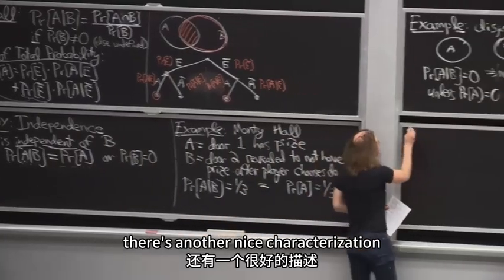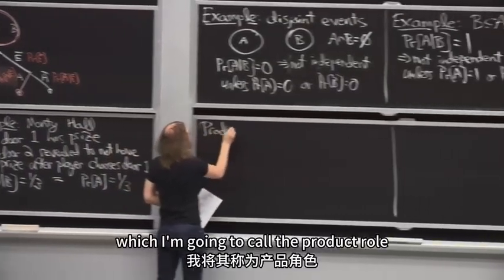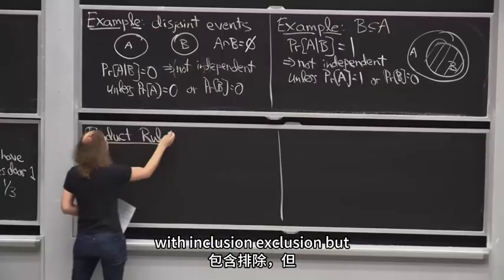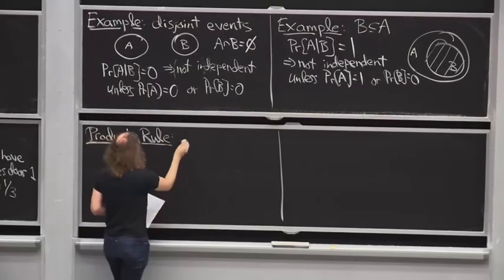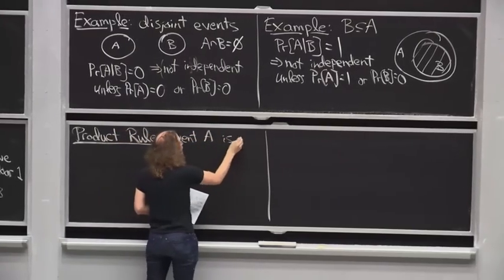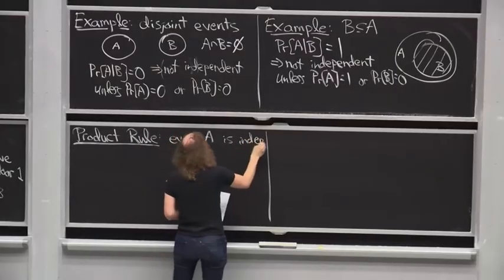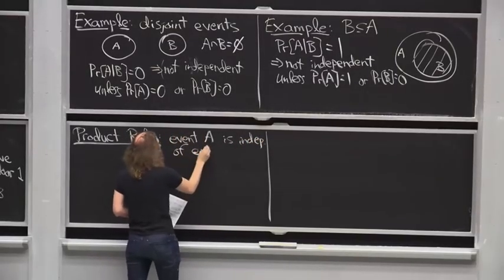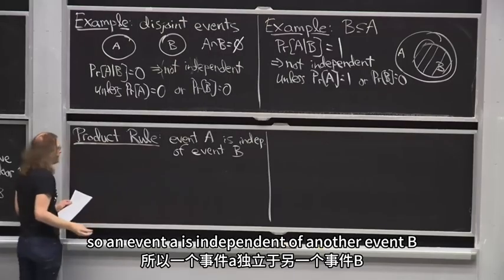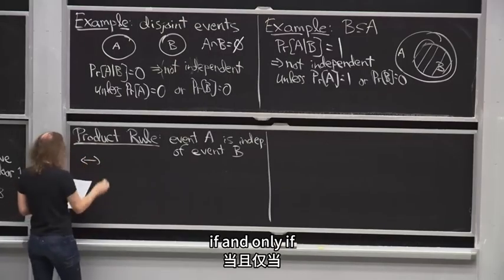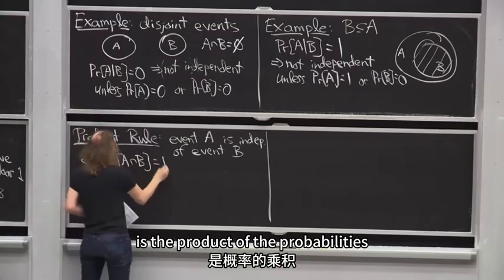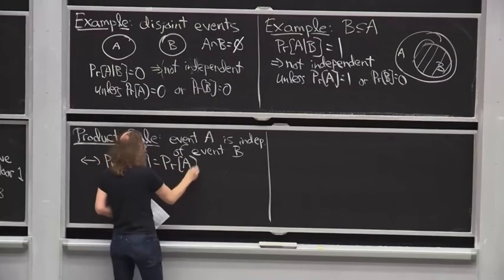There's another nice characterization, which I'm going to call the product rule. We've already seen a product rule with inclusion-exclusion. But here's another one. So an event A is independent of another event B if and only if the probability of A intersect B is the product of the probabilities.